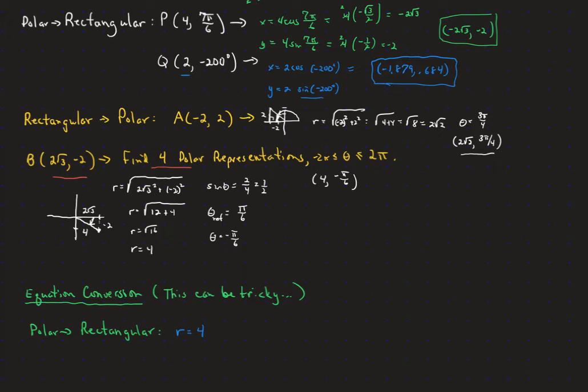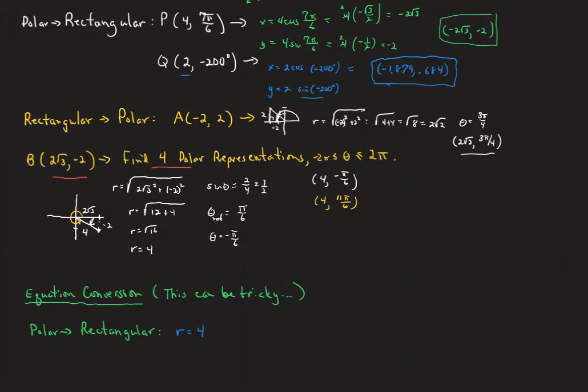Now, we could also get to that same place by also getting a positive 4, but going around this way with our angle. So that angle is going to be 2 pi back up the pi over 6. So 12/6 minus the 1/6 would be 11 pi over 6. So those are 2 possible sets of ordered pairs that are going to use positive values for r.